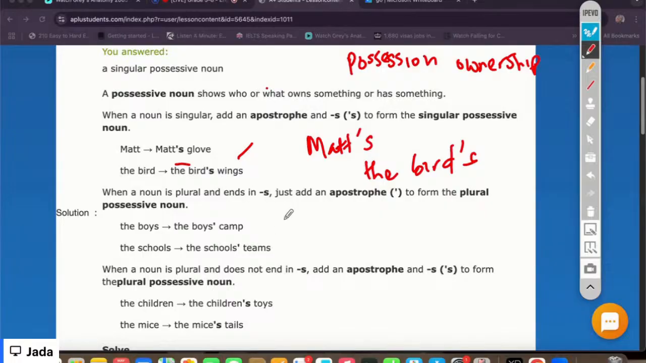And then when a noun is plural and ends with s, just add an apostrophe to form the plural possessive noun. So you know that most times the plural nouns end with s. So it could be like the schools, right? So it already ends with s. So all you need to do is just add your apostrophe after the s. So it becomes schools', and that's what gives us the plural possessive. So the school's themes, the boys' camp. All right. So you have to take note of the singular possessive and then the plural possessive as well.